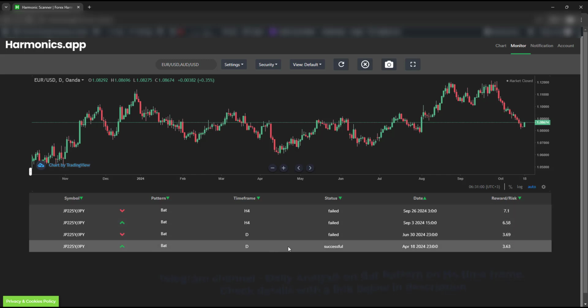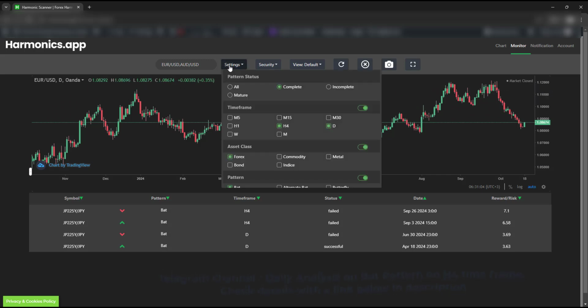Now, to populate this table, above you have settings where you can make selections. First of all, in this case, you can use complete, incomplete, mature, or all pattern statuses. Any of these patterns you can also check on YouTube. You can also check all the videos where I explain the details about each of the settings. Then you have a time frame. I have selected the daily time frame and the 4-hour time frame.